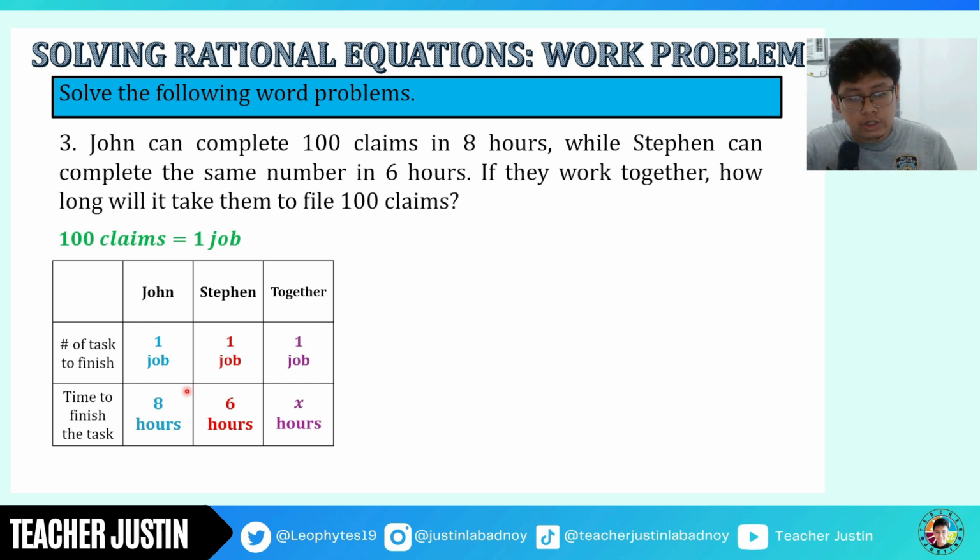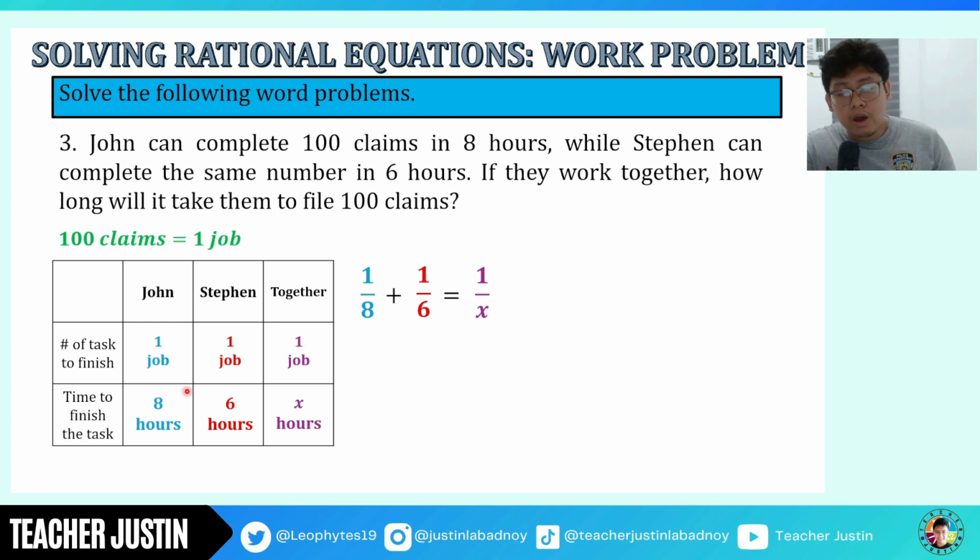So for John, we have 1 over 8. Okay, since they're going to work together, we will add the rate of John with the rate of Stephen. So Stephen is 1 over 6. Okay, and it is equal to, if they work together, 1 over x. And we're solving for the number of hours it will take them to finish this 1 job. Okay, so we have our equation already, our rational equation.